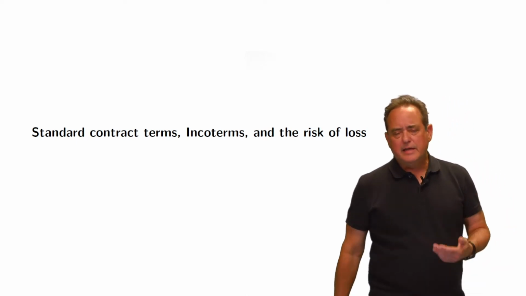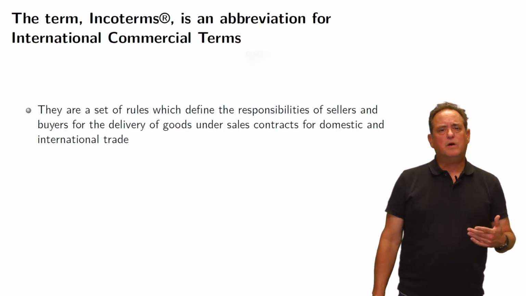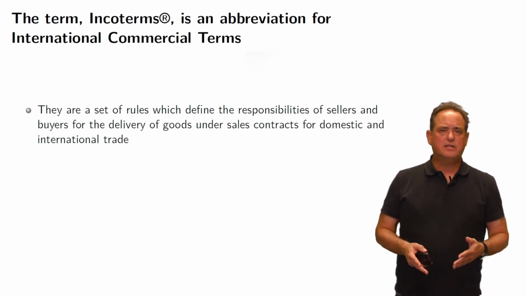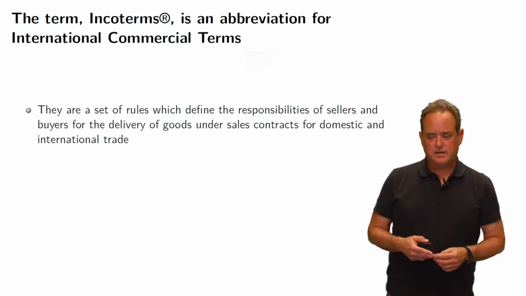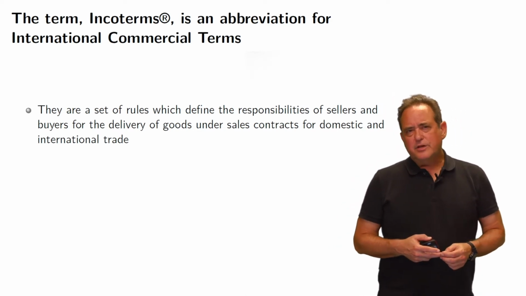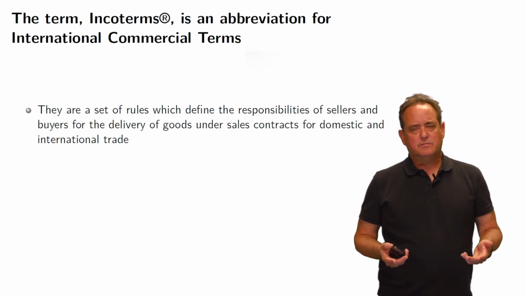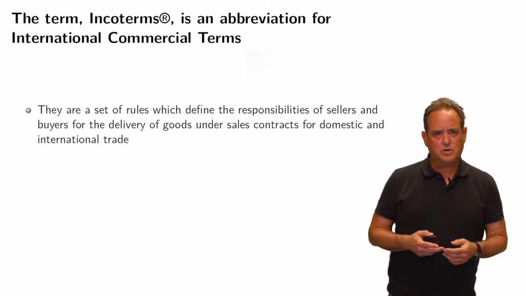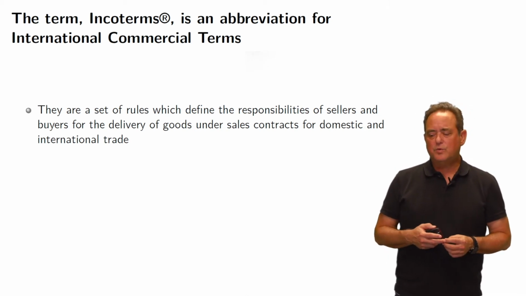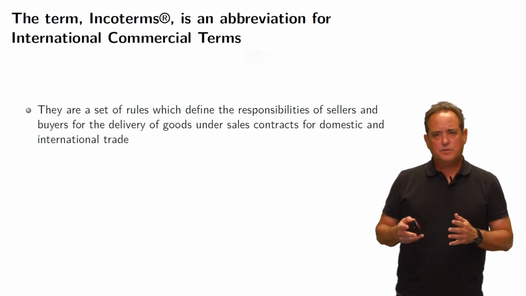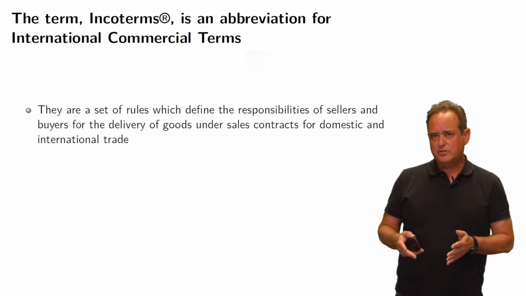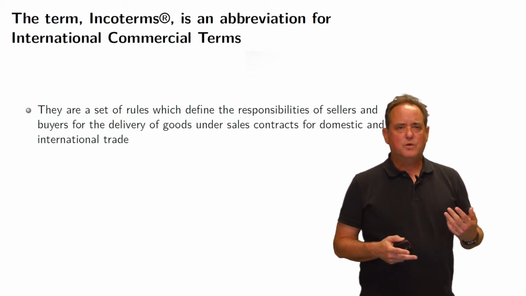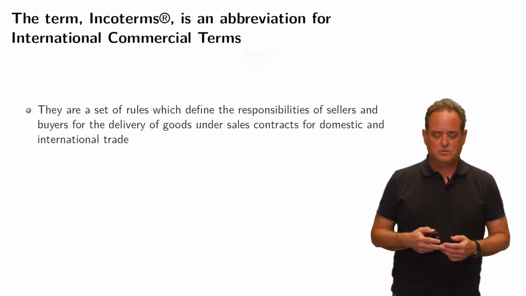And so in this lecture, we're going to talk about one of the most common ways that buyers and sellers address risk of loss in their contract. And it involves the use of what are called Incoterms. Incoterms are an abbreviation for international commercial terms. And they are a set of rules that define the responsibilities of sellers and buyers for the delivery of goods under sales contracts for domestic and international trade.